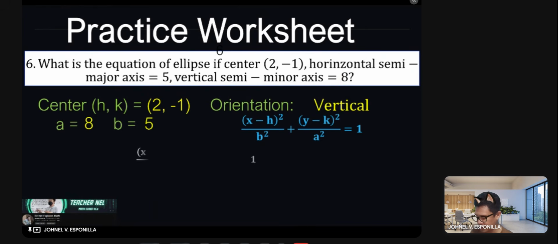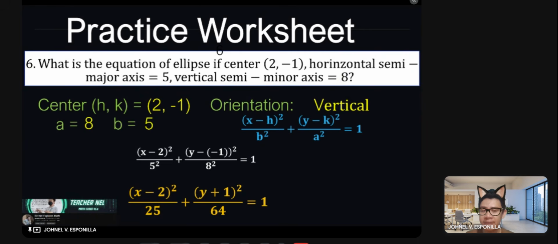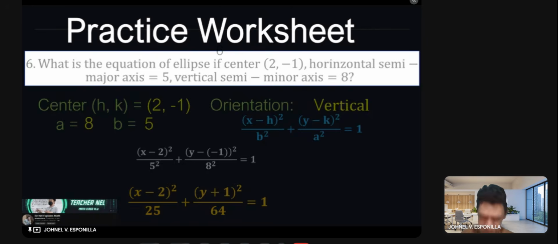Then substitution, we will get this. So double negative becomes positive. Dapat. And 5 squared is 25. 8 squared is 64. And this is the vertical ellipse of number 6. Number 7.